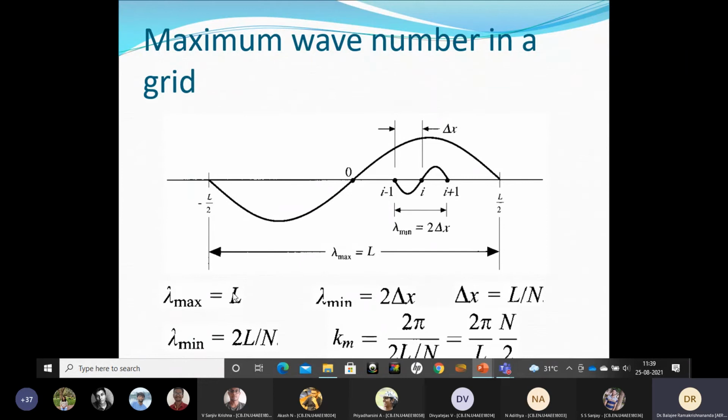So lambda max is L, and lambda minimum is 2L by n, since delta x is L by n. Okay, because L is equal to the whole length for the largest wave. For the smallest wave, we have L as 2 delta x. So lambda m is 2L by n. Now Km, m is the maximum value of m you can have within this grid.